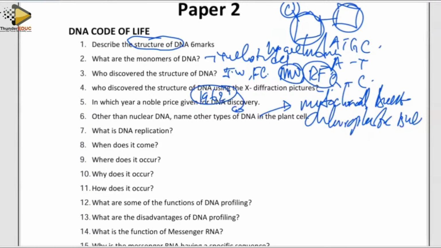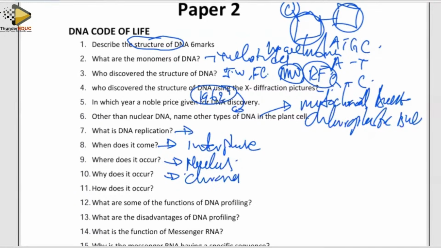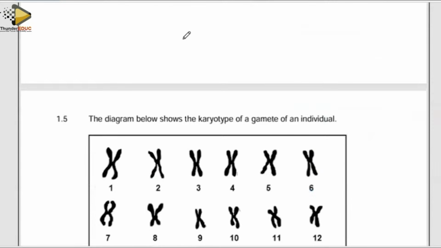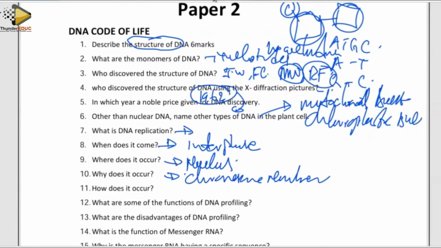What is DNA replication? It is the process whereby DNA makes an exact copy of itself. When does it occur? It occurs during interphase. Where does it occur? It occurs in the nucleus. Why does it occur? To increase the chromosome number. So basically here you look at the distinction material book, and then you see that all these things we are talking about, they are there.